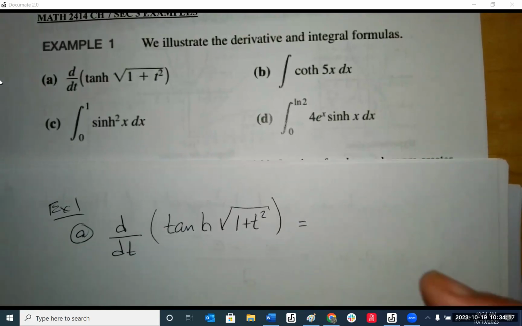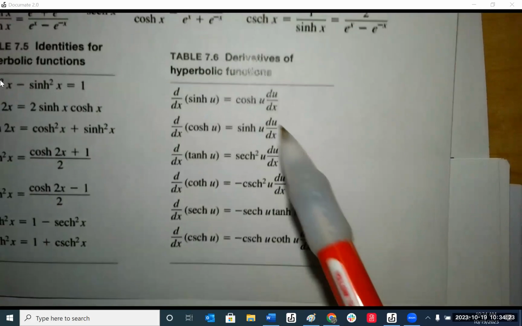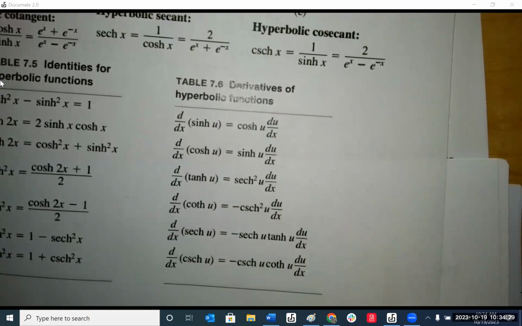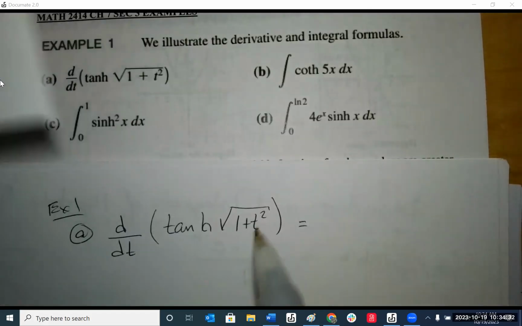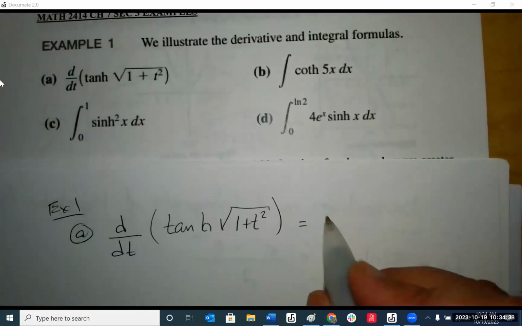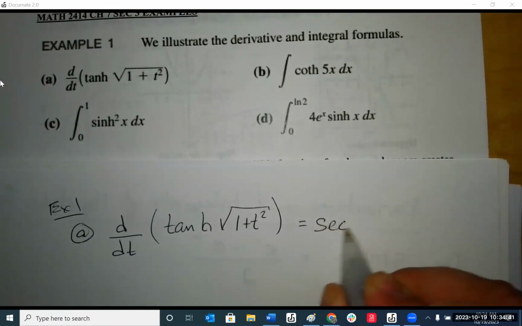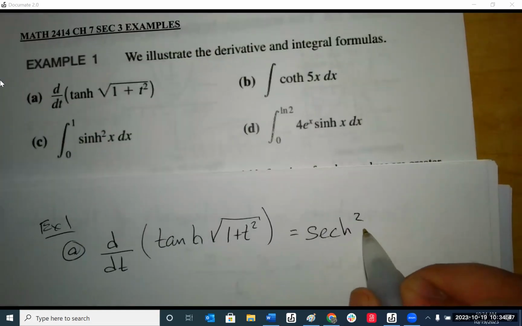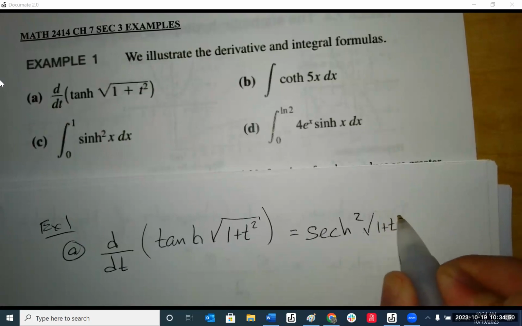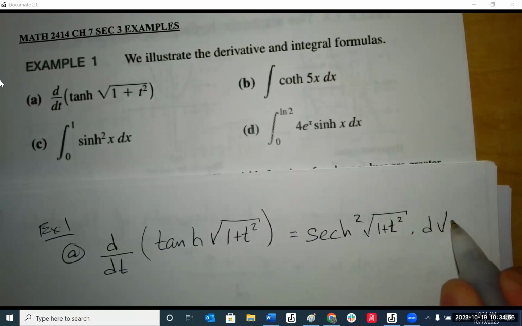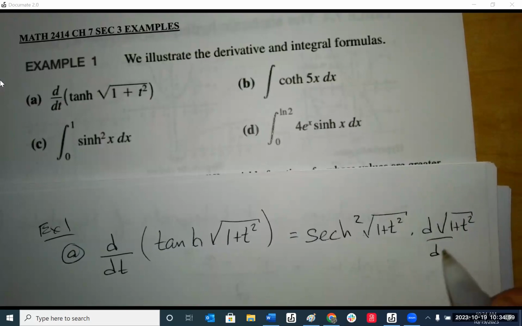Now, I gave you this sheet, and you also have the cheat sheet I gave you at the beginning of the semester. So we have the derivatives of our trig functions, our hyperbolic trig functions. So the derivative of tangent hyperbolic is secant hyperbolic squared. So we get secant hyperbolic squared of our u, which is square root of 1 plus t squared, times the derivative of our function, 1 plus t squared, dt.